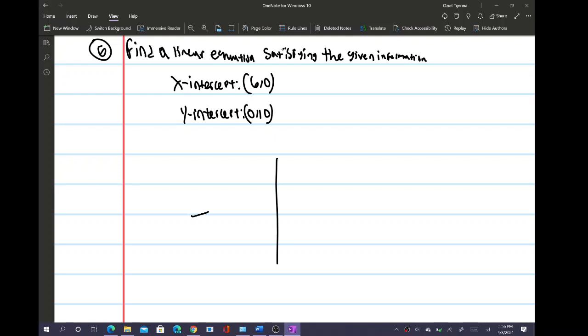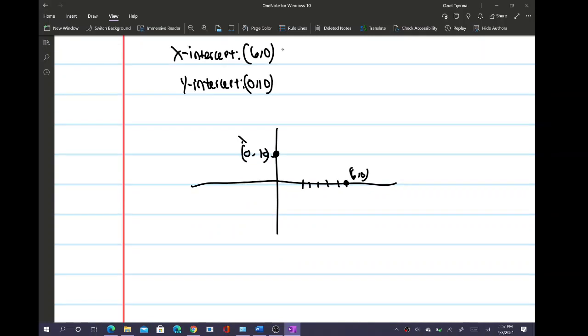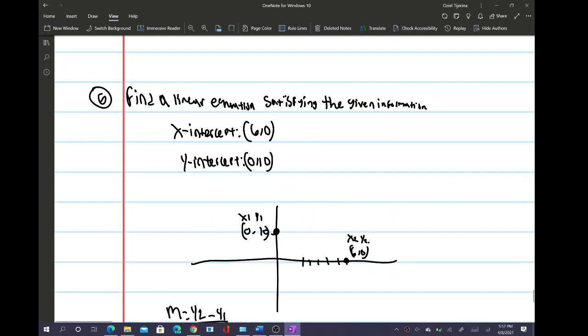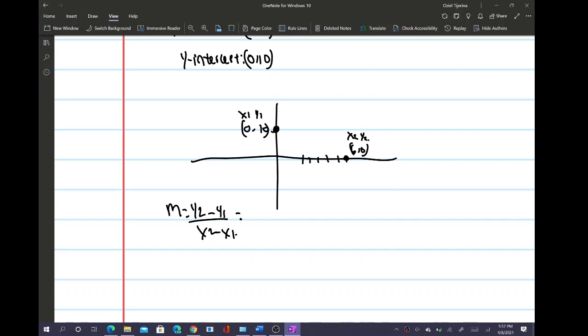Now, again, if it helps, you can plot it. So let's say this is 0, 10, right? And then this is 6, 0. So going from left to right, you want to find the slope. So let this be x1, y1. 0, 10 is x1, y1. 6, 0 is x2, y2. So then you have m equals y2 minus y1 over x2 minus x1. And you want to find the linear equation, not just the slope, but the linear equation.